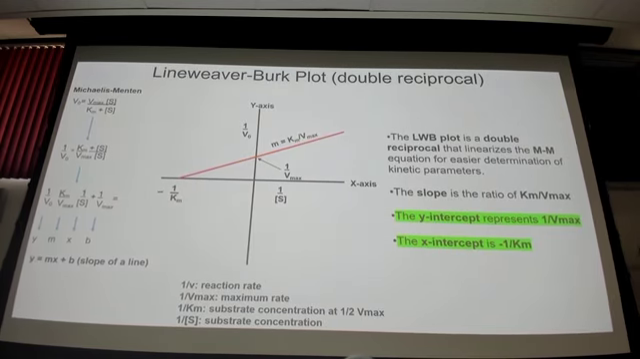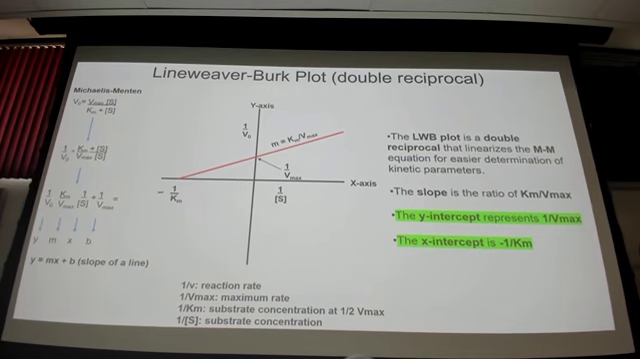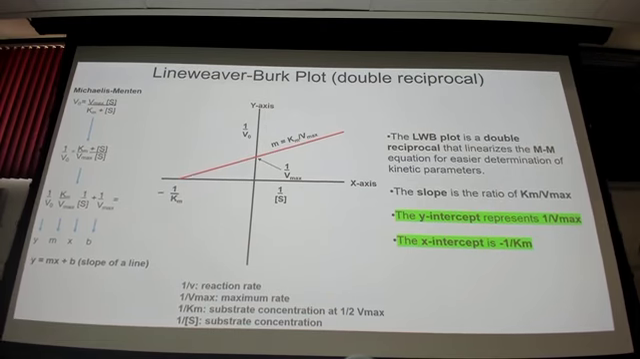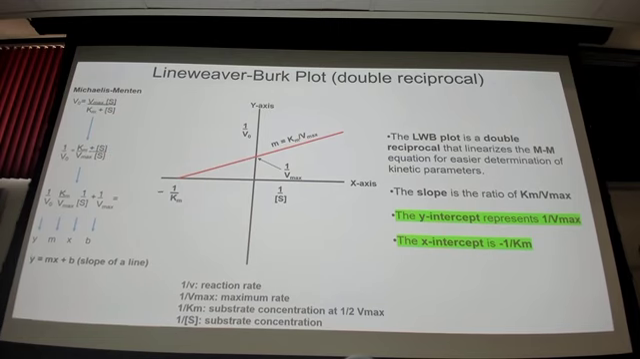All right, now Lineweaver-Burk. Lineweaver-Burk is the double reciprocal plot. Basically, you see on your left-hand side, the Michaelis-Menten equation is derived into a straight line. The Lineweaver-Burk is a straight line plot where the y-intercept represents 1 over Vmax, and the x-intercept represents negative 1 over Km. What is Vmax again?